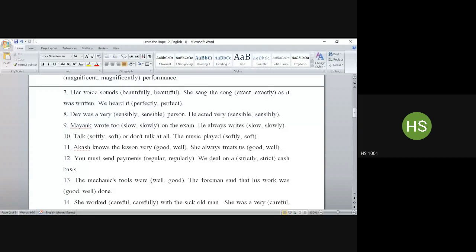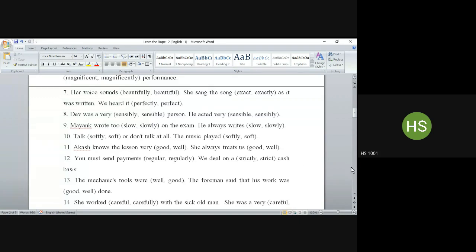What is this? Is it an adjective or an adverb? They was a very sensible person. Very, is it an adjective? Look at it carefully. Very is an adverb and sensible is an adjective. Very is an adverb because, look at that, what is very qualifying? Very is qualifying the adjective sensible. So it's adding degree to the sensibility of the person. It's an adverb of degree. So very is an adverb, not an adjective. Okay.